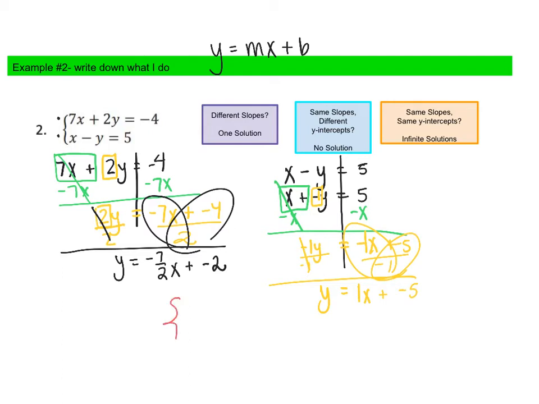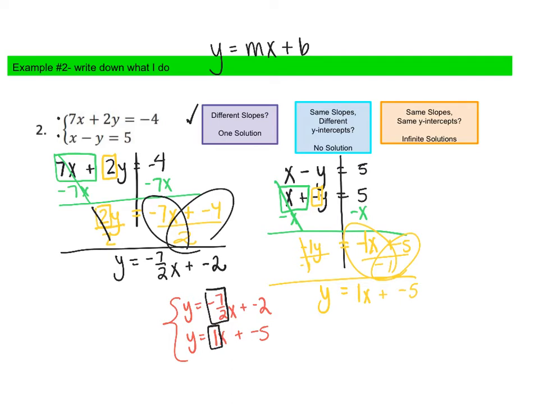So these are my two equations. I'm going to write them as a system here. y equals negative 7 over 2x plus negative 2. And my second one was y equals 1x plus negative 5. So I'm going to check it with my little boxes up here. Looking at my purple box, they have different slopes. This one's slope is negative 7 over 2. This one's slope is 1. So yes, they have different slopes.